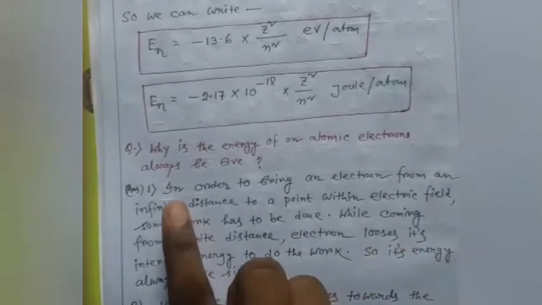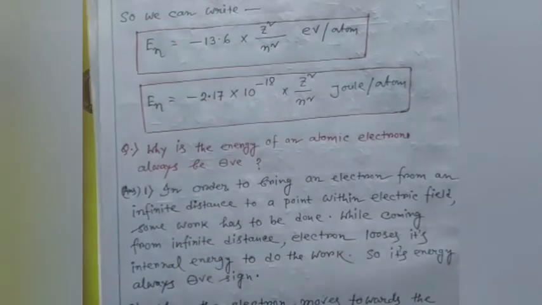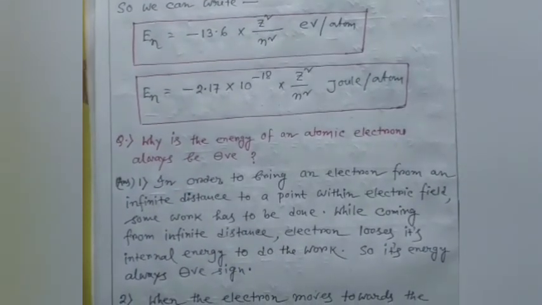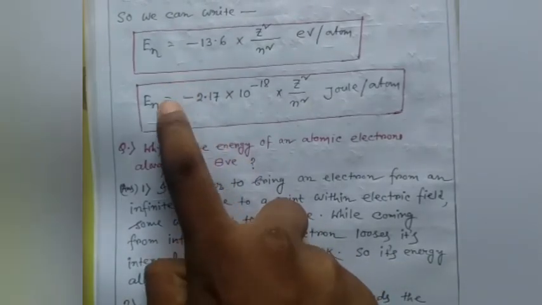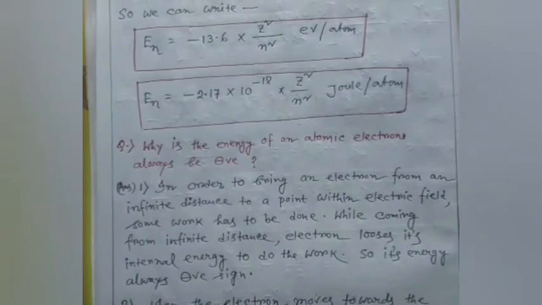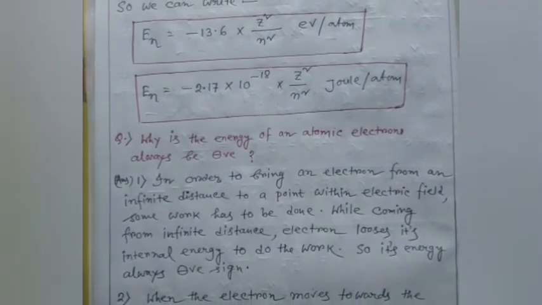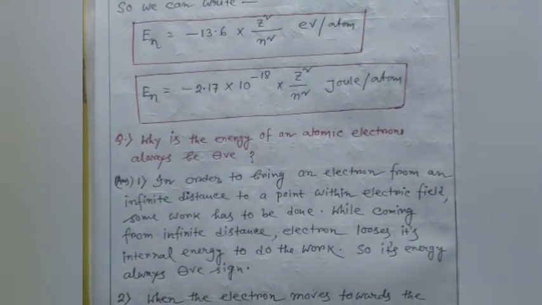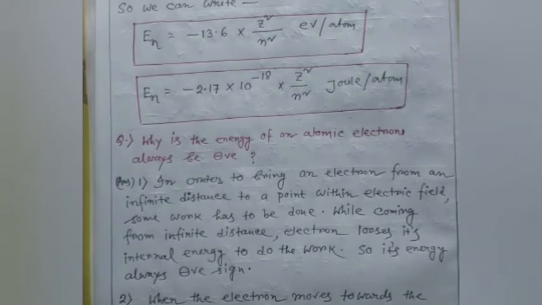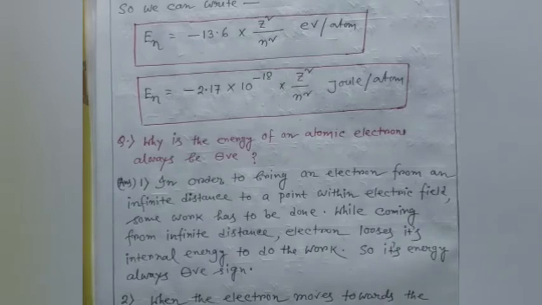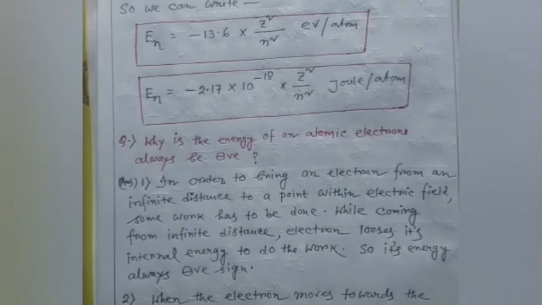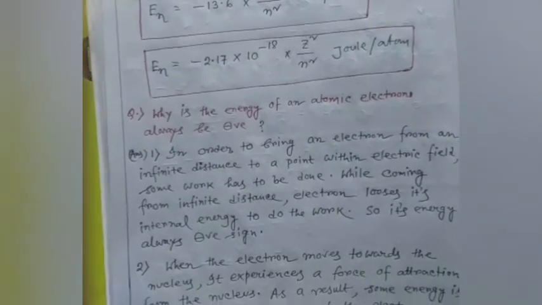Now one question: why is the energy of an atomic electron always negative in sign? That is, what is the significance of this negative sign in the energy equation? First one, in order to bring an electron from an infinite distance to a point within an electrical field, some work has to be done. While coming from infinite distance, the electron loses its internal energy to do the work. So its energy is always negative in sign.